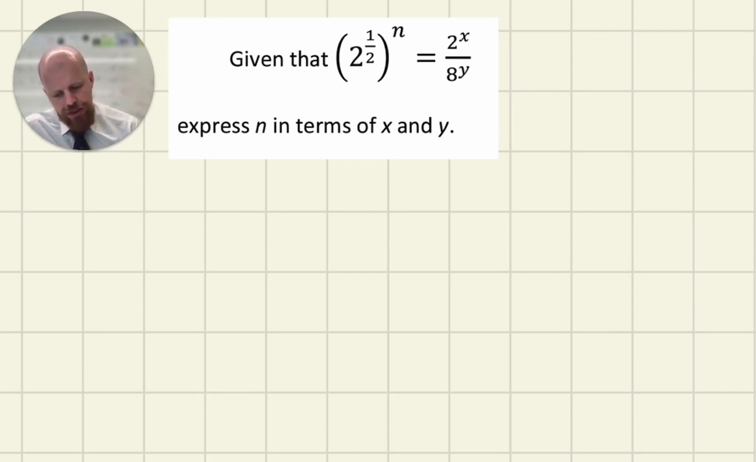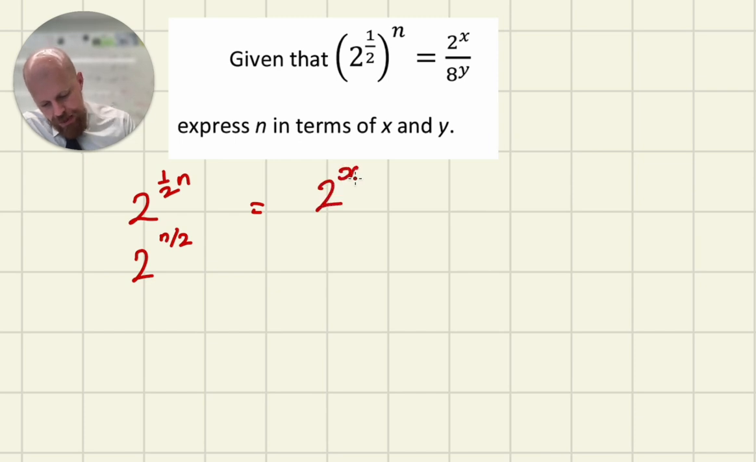So to start with, on the left-hand side, I have 2 to the power of half to the power n, so I can multiply the powers. I get 2 to the power of 1/2 n. Or, if you want, 2 to the power of n over 2, it's the same thing. I get 2 to the power of x, and I'm going to change the 8 to the power y to be 2 cubed to the power y, because 8 is 2 cubed, just as we had before. So we have 2 cubed to the power y.